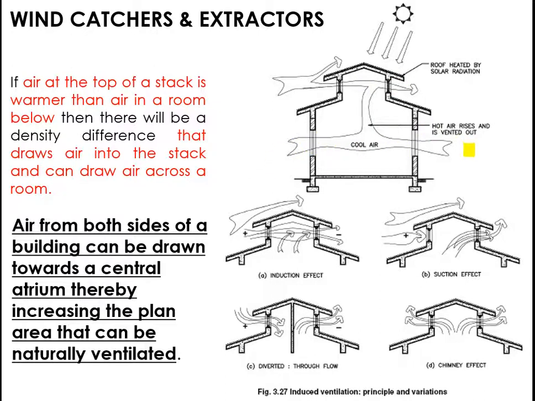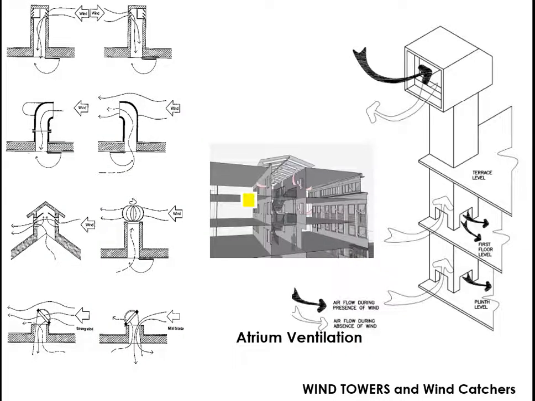So we have windows which can bring in cool air, and a larger or smaller window section on top which lets the hot air outside, and there is a little bit of radiation effect, because of which a buoyancy effect is created. We saw it in the solar chimney, and this also tries to push the hot air outside. So there are a lot of effects you can see, such as an induction effect, a suction effect, a chimney effect, and a diverted through flow which can be used in various locations according to the wind directions.